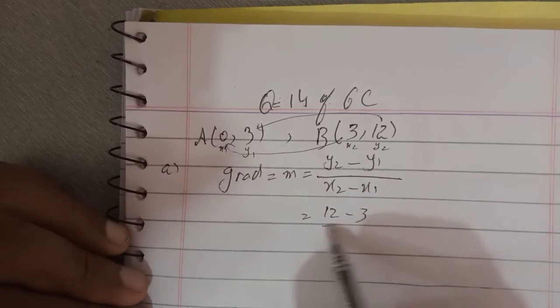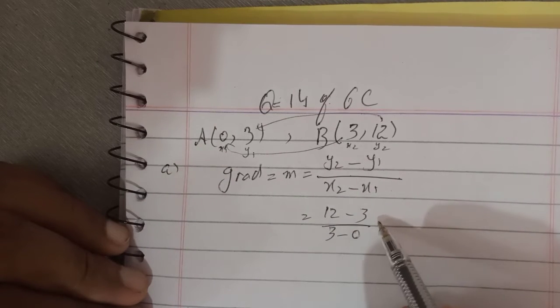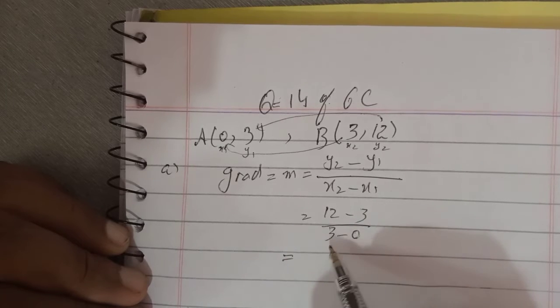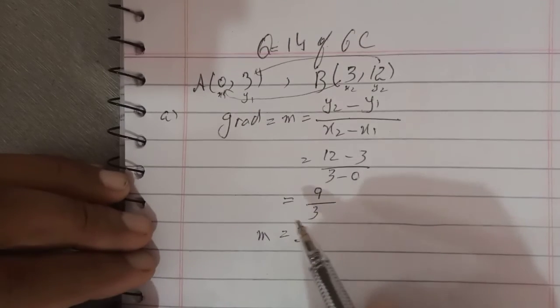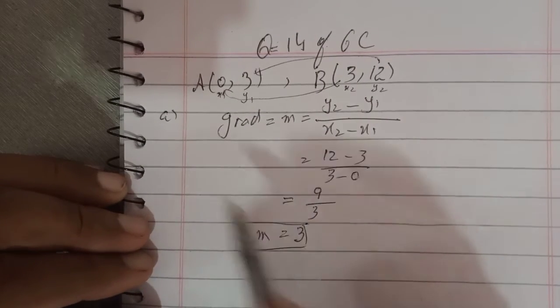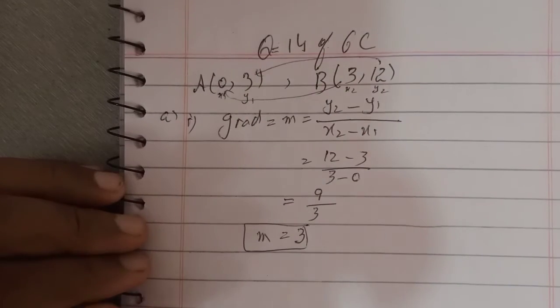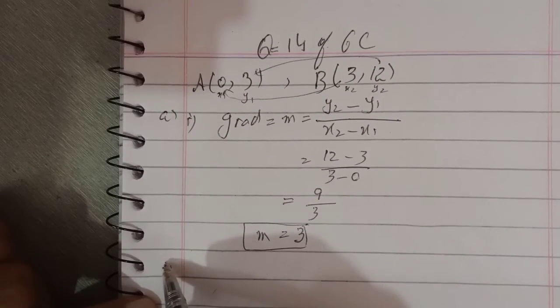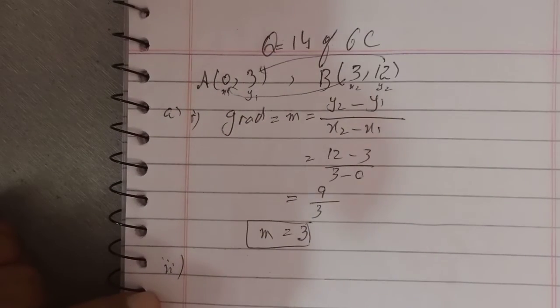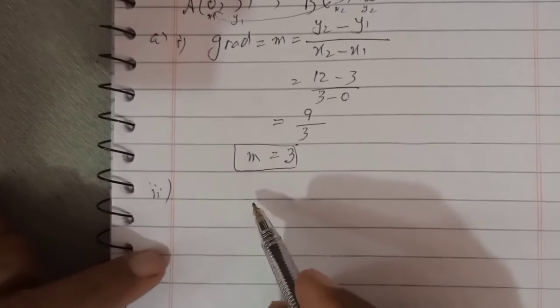12 minus 3 and 3 minus 0. So 12 minus 3 is 9 and 3. The gradient over here is 3. So I have calculated the first part of part A. Now the second part of part A, the equation of the line.